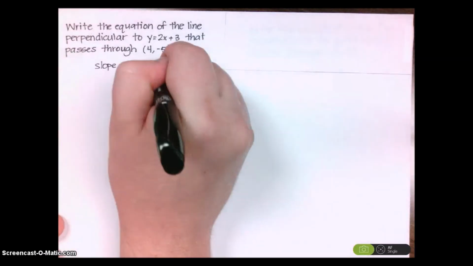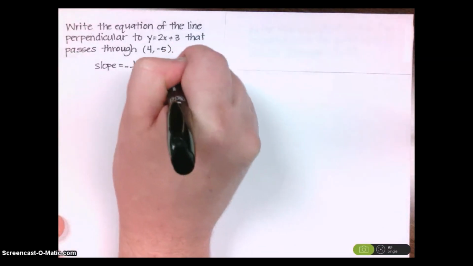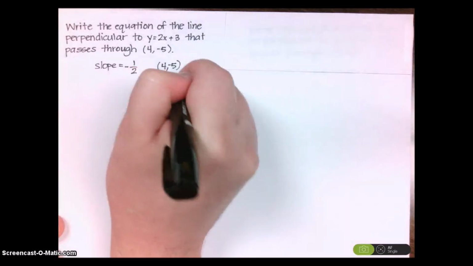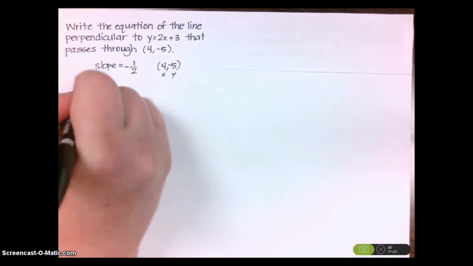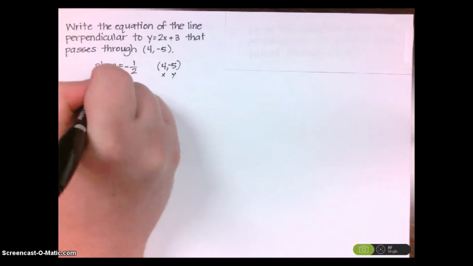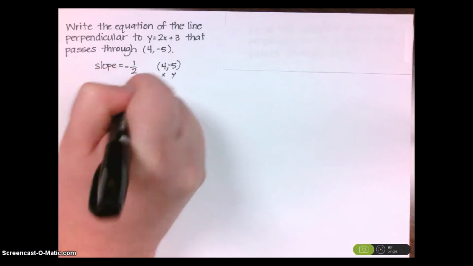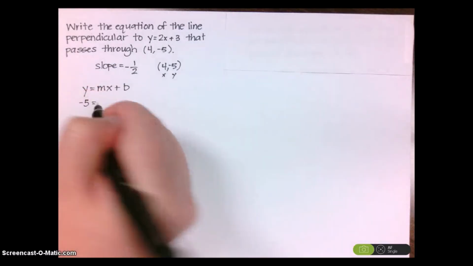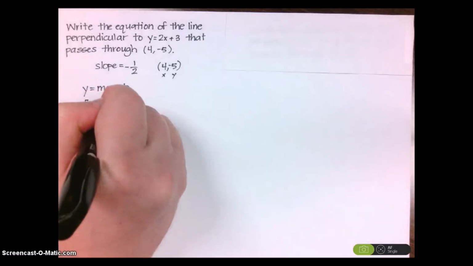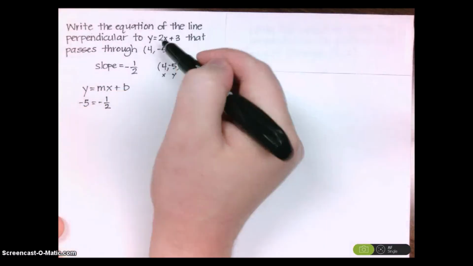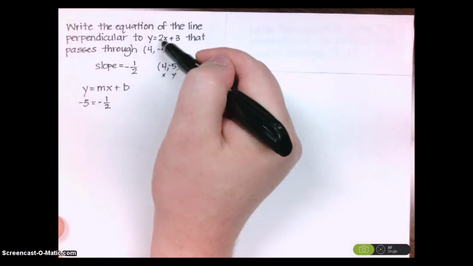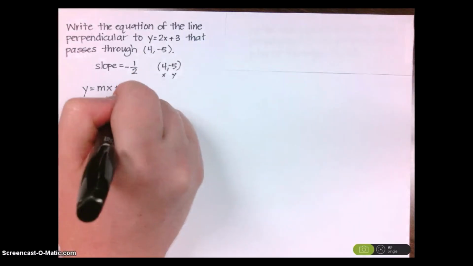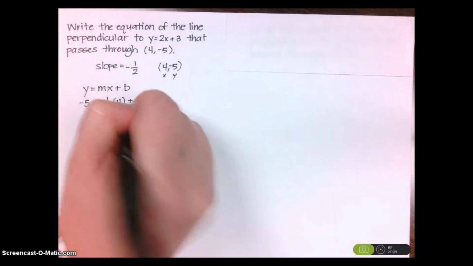And just like I did before, I'm going to look at the point that I have, (4, -5). The 4 is my x, the -5 is my y, and using the slope-intercept form, I can find the y-intercept. I'm going to plug in, y is -5. My slope this time is -1/2. That's really important, remember? It's not the same slope because they're perpendicular. It's the negative reciprocal. Times 4 plus b.